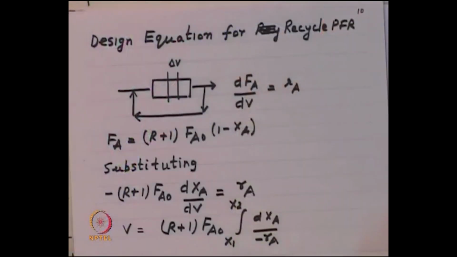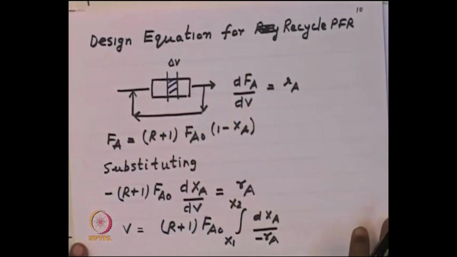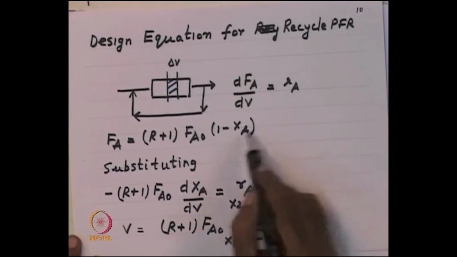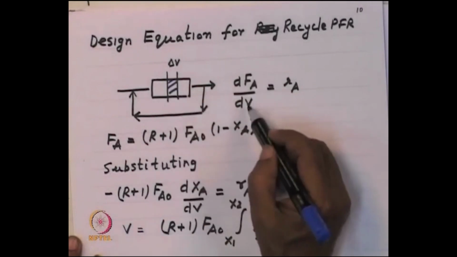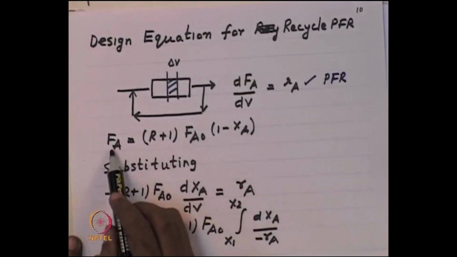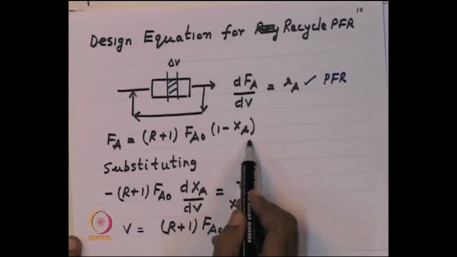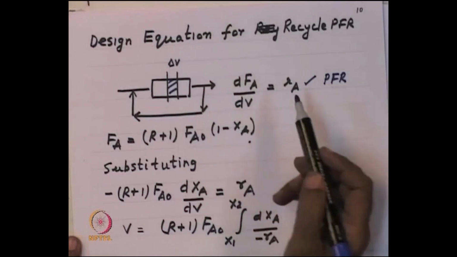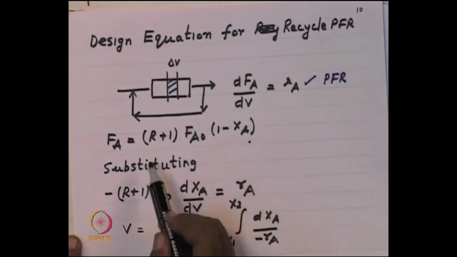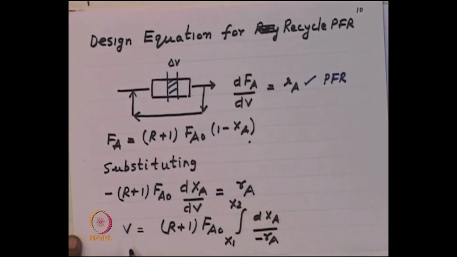All right. So, let us look at the design equations. What is our design equation now? You have to take a material balance in a volume delta V, where the flow rate at that point is R plus 1 F A 0 times 1 minus x A. This is our stoichiometric table, this is how we have defined, and our material balance tells you that dF dV equal to R A. This is something that we have done, this is for a PFR. The only thing that has changed now is that our flow at this point is R plus 1 F A 0 times 1 minus x A, correct. This equation dF dV equal to R A has no change, but the value of F A at that point is R plus 1 F A 0 1 minus x A, because our basis for defining conversion is R plus 1 F A 0. Therefore, the design equation for a recycle reactor becomes what is mentioned here, V equal to R plus 1 F A 0 integral x 1 to x 2. We are going from 1 to 2.